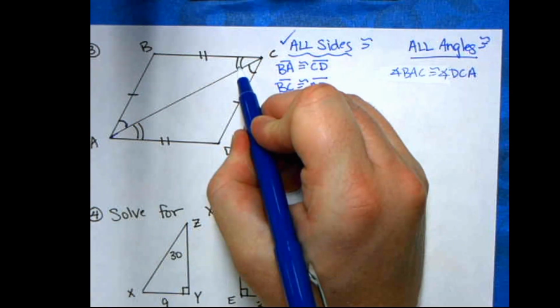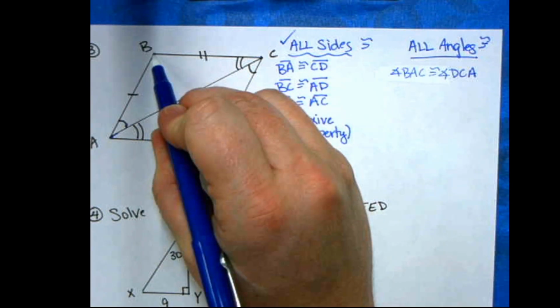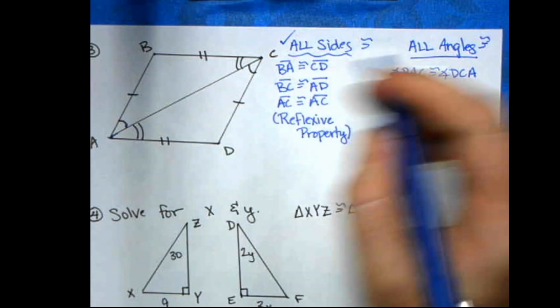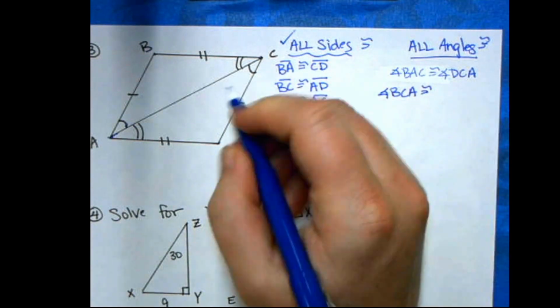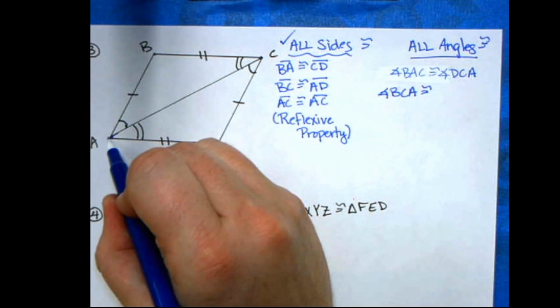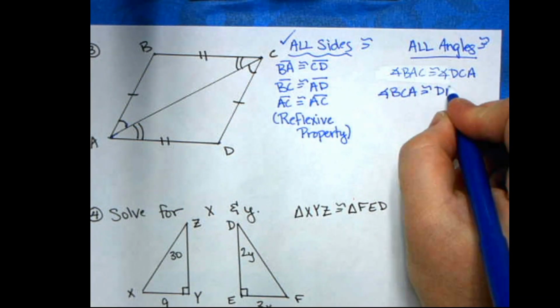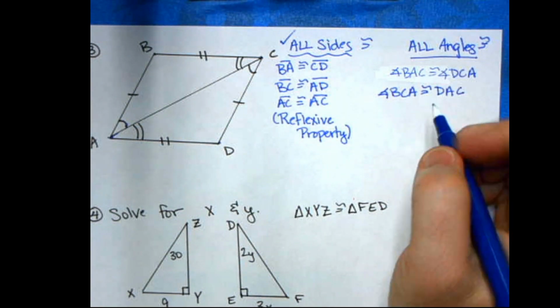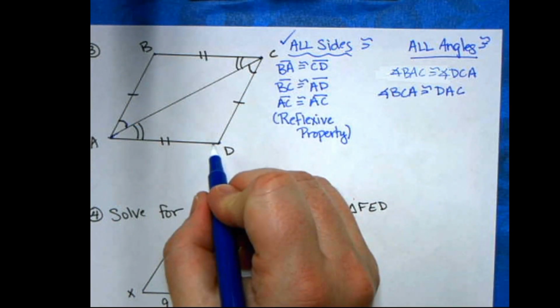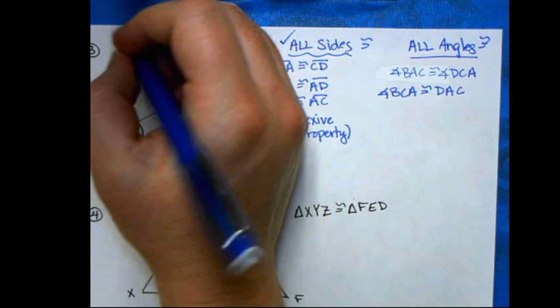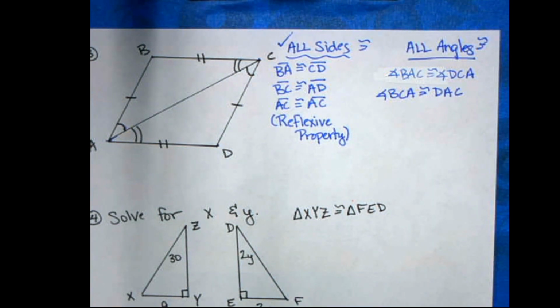Next, I have the ones with 2 markings, so that would be BCA is congruent to DAC. Okay, so I've got 2 angles. I just need to show the third one. So how can I figure out this third angle here? Well, we have something that we actually used in number 2, but we did it with numbers.